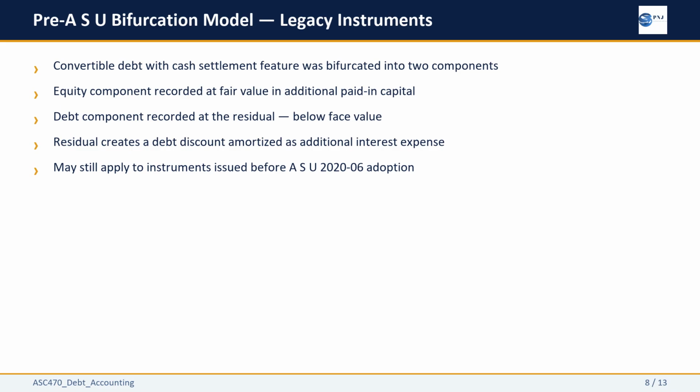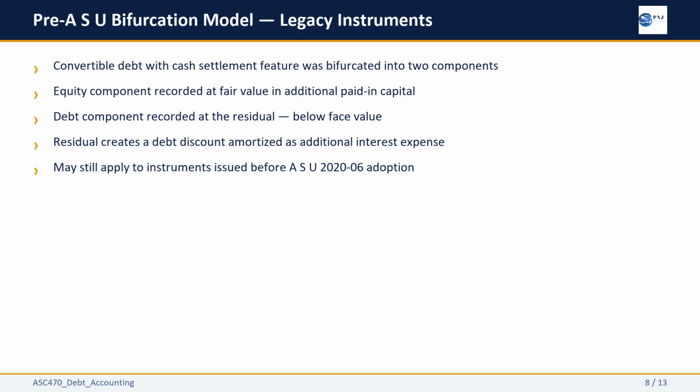Before ASU 2020-06, convertible debt with a cash settlement feature required bifurcation, splitting the instrument into a debt piece and an equity piece. The equity component was measured at fair value and parked in additional paid-in capital. The debt component got whatever was left over, which was always less than face value. That gap became a debt discount. And here is the critical effect.